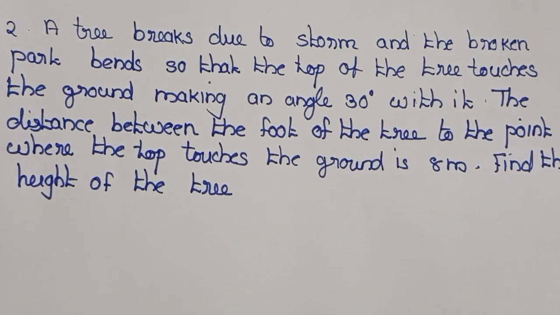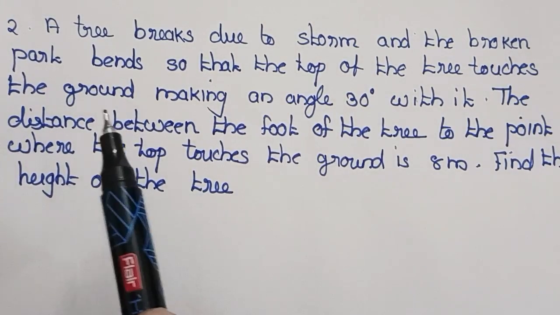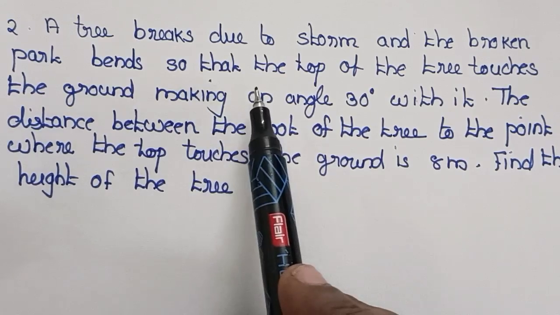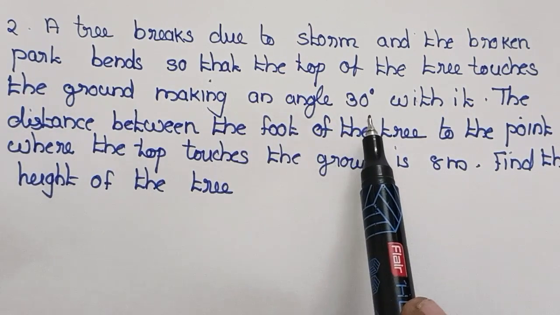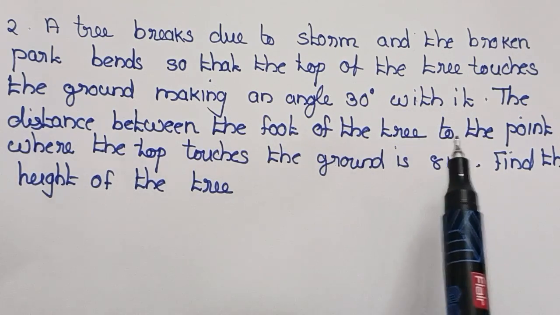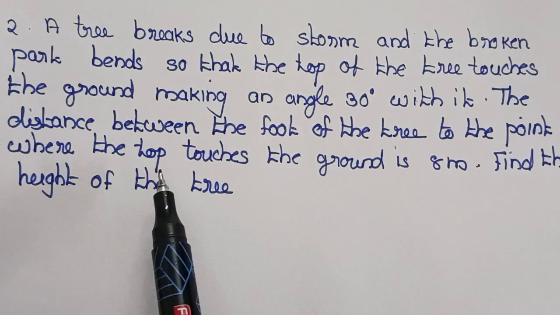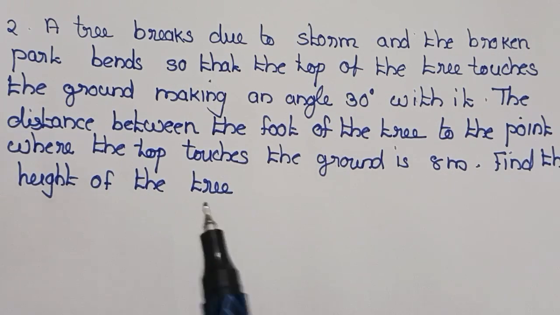Second question. A tree breaks due to storm and the broken part bends so that top of the tree touches the ground, making an angle 30 degree with it. The distance between the foot of the tree to the point where the top touches the ground is 8 meter. Find the height of the tree.